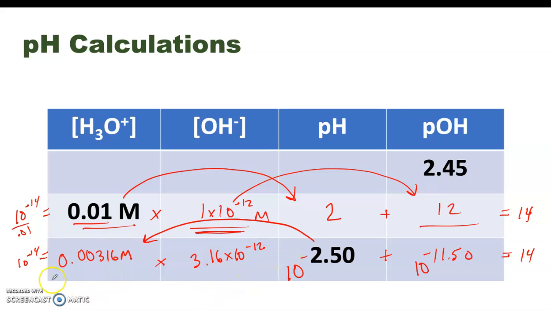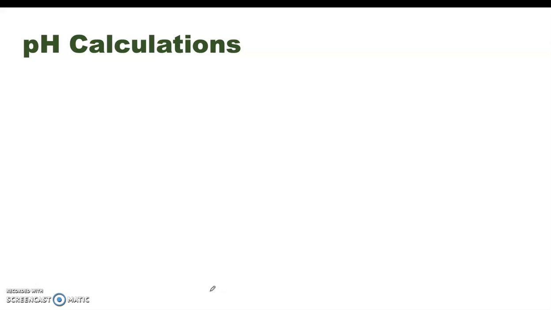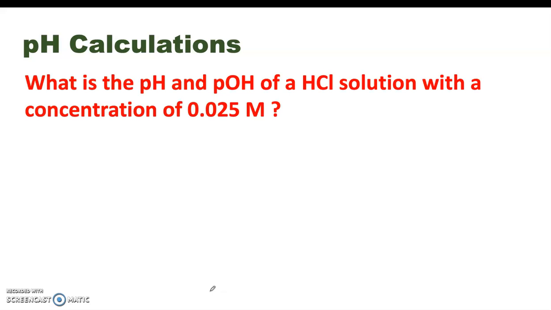Now let's double check this just to make sure we did our math right. Let's go this times this, and it should equal 10 to the minus 14. So I'm going to go times 0.00316, and I get 9.99 times 10 to the minus 15. If I round that up, that is 1 times 10 to the minus 14. So these are your answers for the table. Let's go ahead and solve some of these.